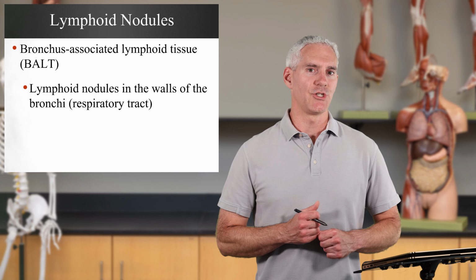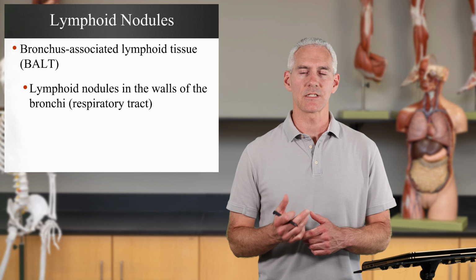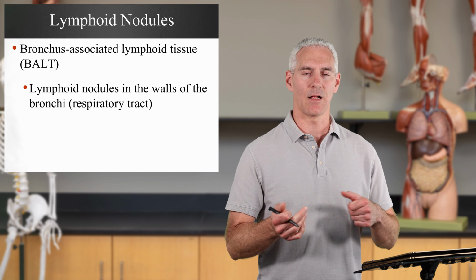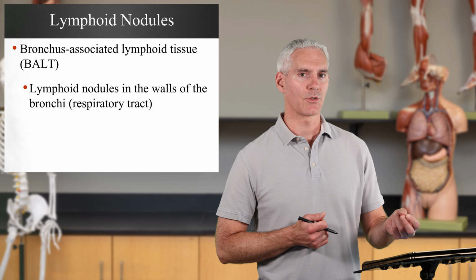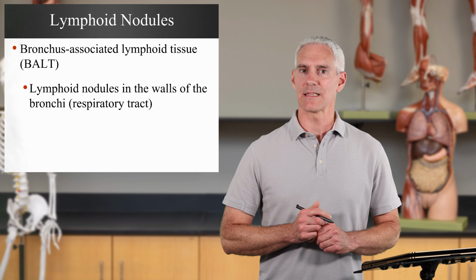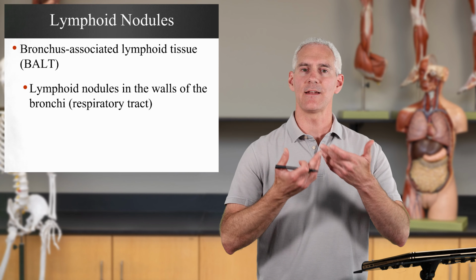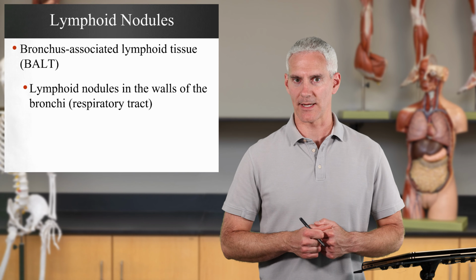Now, that was the GI tract. The counterpart in the respiratory system is called BALT, B-A-L-T, or bronchus-associated lymphatic tissue. This bronchus-associated lymphatic tissue is the way of helping prevent infections in the respiratory tract.